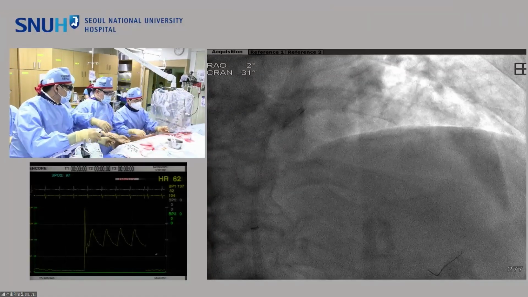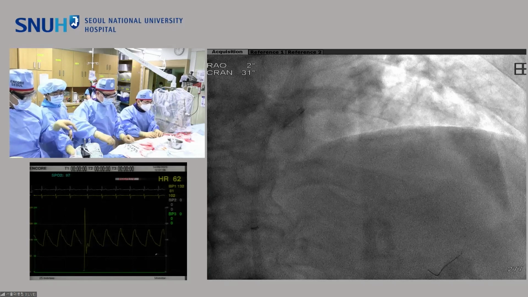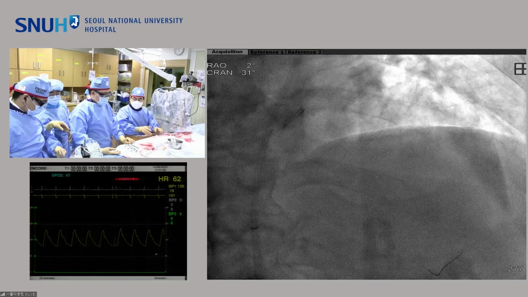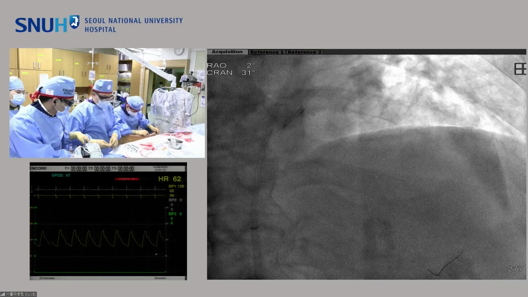Let's check the IVUS, not 1.75, just in between. Okay. 1.6 or something? Yeah. 1.51.